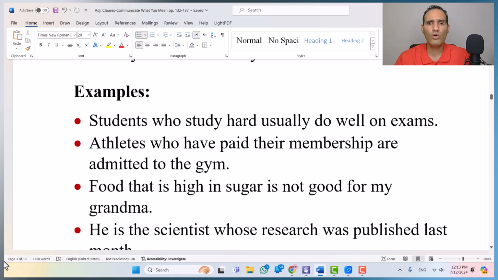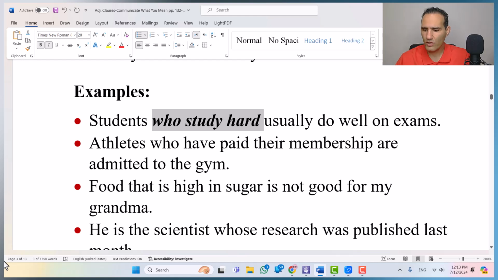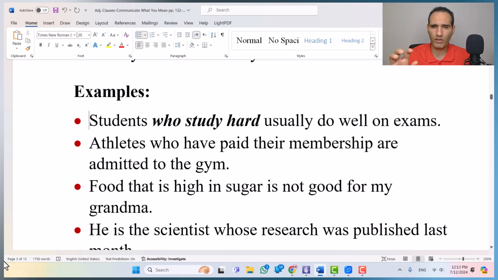Students who study hard usually do well on it. So do all the students do well? No, just those who study hard. And that means we are selecting a part from a group.